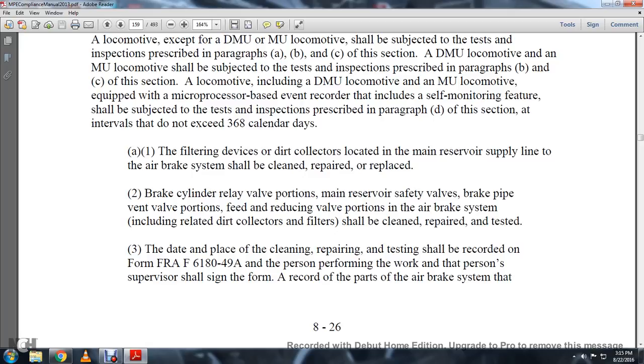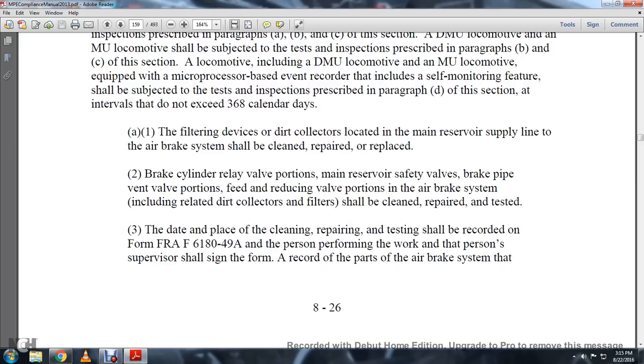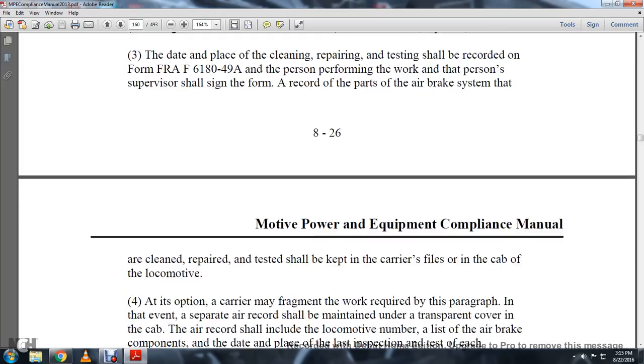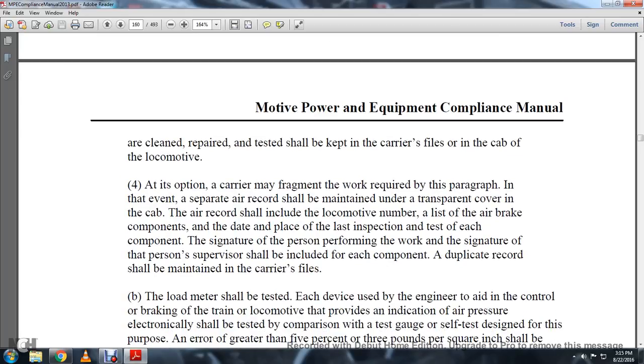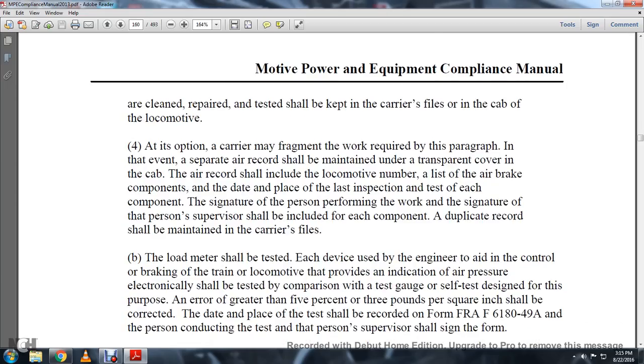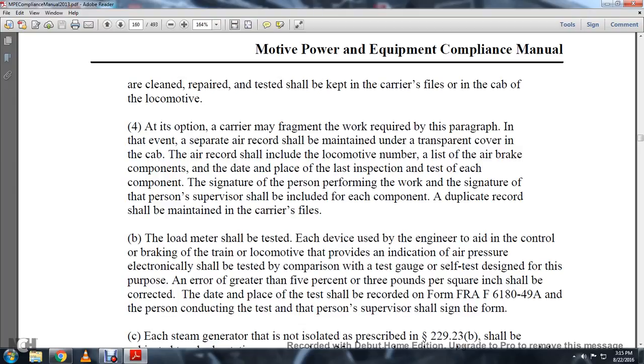3. Date, place, and cleaning, repair, and testing shall be recorded on the form FRA 6180-49A, and the person performing the work or the person supervising shall sign the form and record the parts of the air brake system that are cleaned, repaired, and tested, and it shall be kept in the carrier's files in the cab of the locomotive. 4. At its own option, the carrier may fragment the work required by this paragraph.